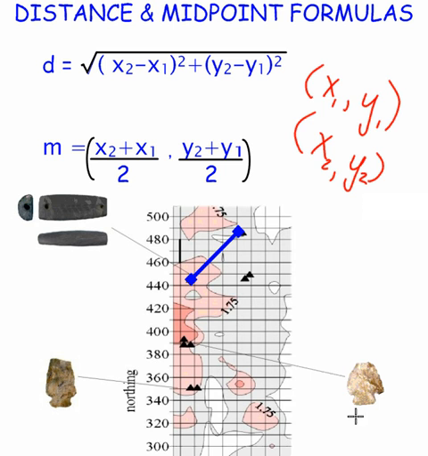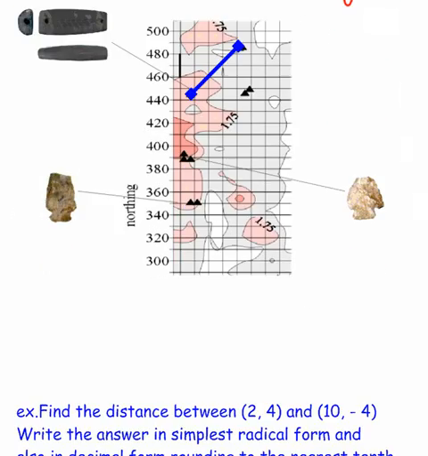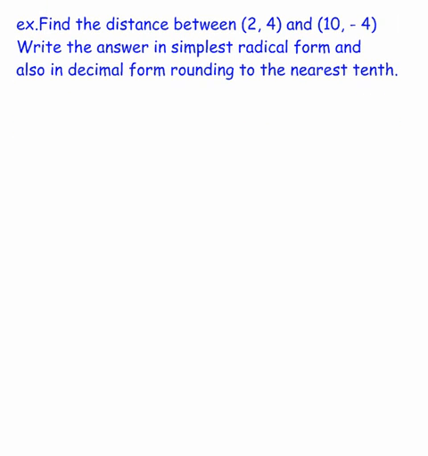So let's get into some problems that have some points. Maybe something like this to begin with. Find the distance, keyword, between the points (2, 4) and (10, -4). Write the answer in simplest radical form and also in decimal form, rounding to the nearest tenth. Okay, so we have a couple things that they want us to do right here.